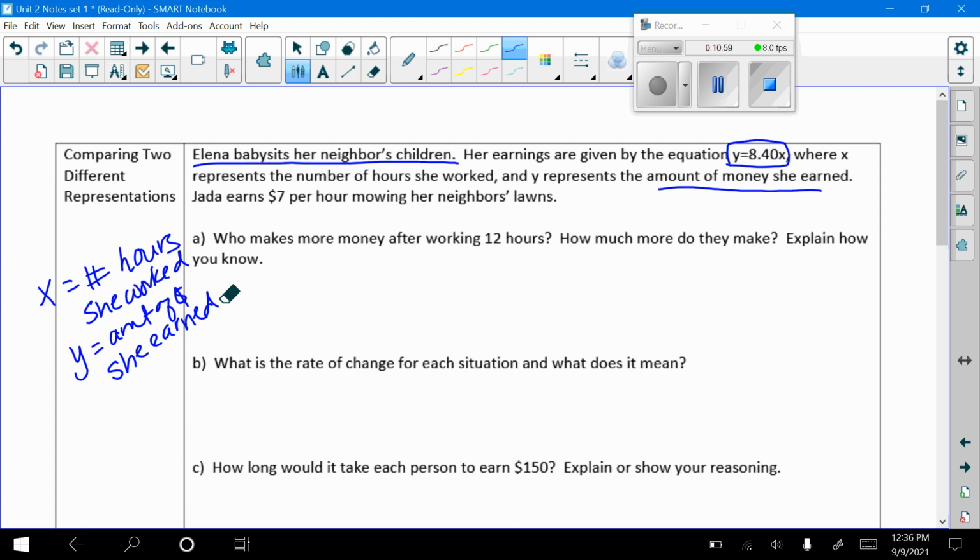I like writing that out to the side. So this is Alina. And her equation is y equals 840x. So let's do this. Alina, we know, makes how much? What's her rate of pay?